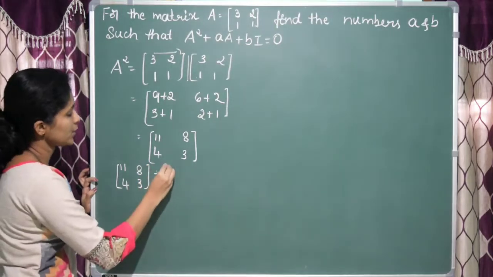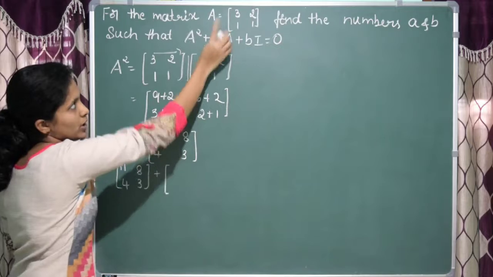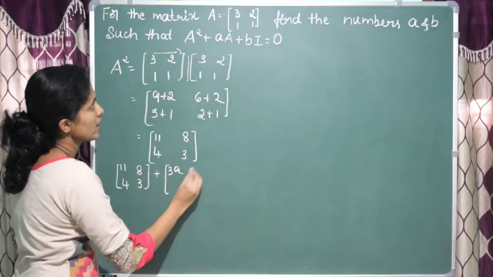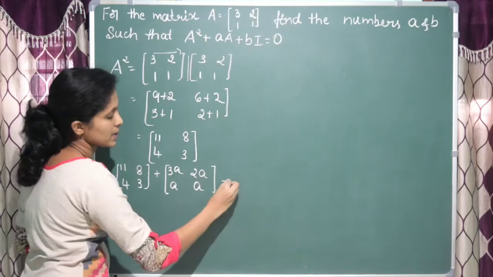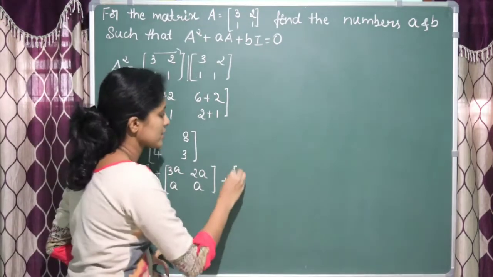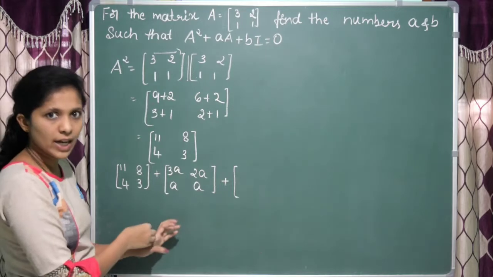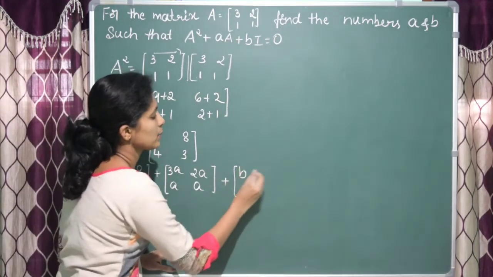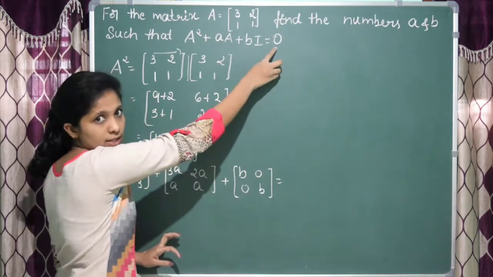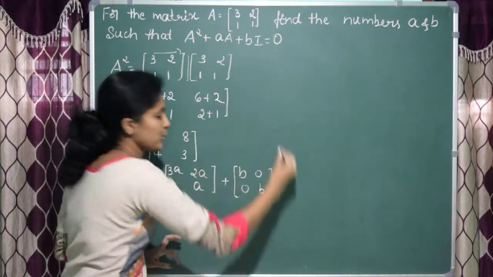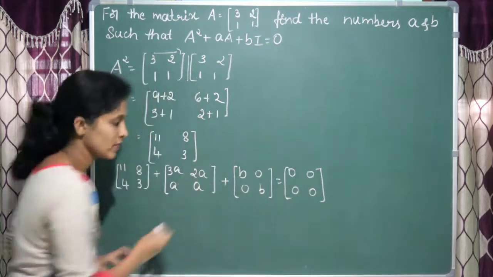Right. Plus a into A. So we have to multiply matrix A with the small letter a. So this will be now 3a, 2a and this is also a, right? Plus b into I. So the identity matrix is multiplied with b. So the identity matrix of order 2 by 2. Then only the addition is possible, right? So this will be now b, 0, 0, b that equals 0. 0 means the zero matrix of order 2 by 2. So this will be now 0, 0, 0, 0. Clear?